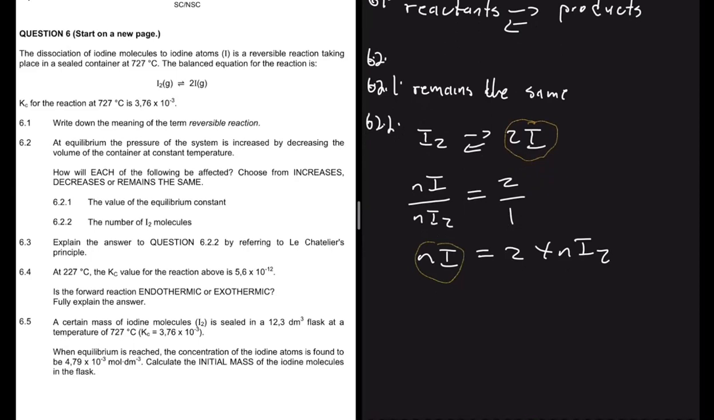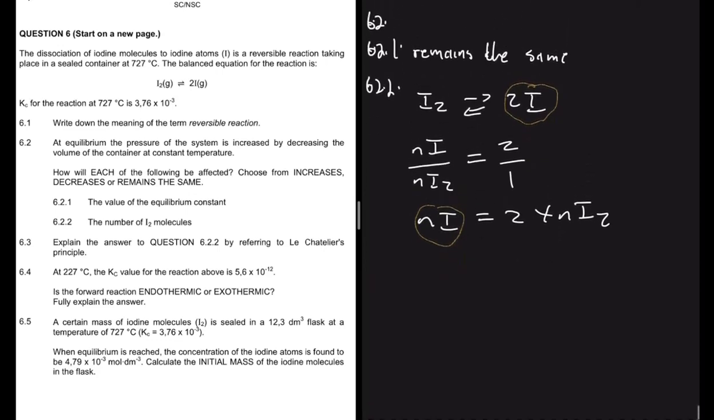So when we increase the pressure, the system wants to decrease that pressure, right? So it does that by favoring the reaction that leads to fewer moles. And the reaction that will lead to fewer moles is the reverse reaction, because the forward side has the most moles, right? So 6.2.2 will say increases. If it was vice versa and we were decreasing the pressure, then the forward reaction would be favored and we'd have a decrease in the number of moles of I2.